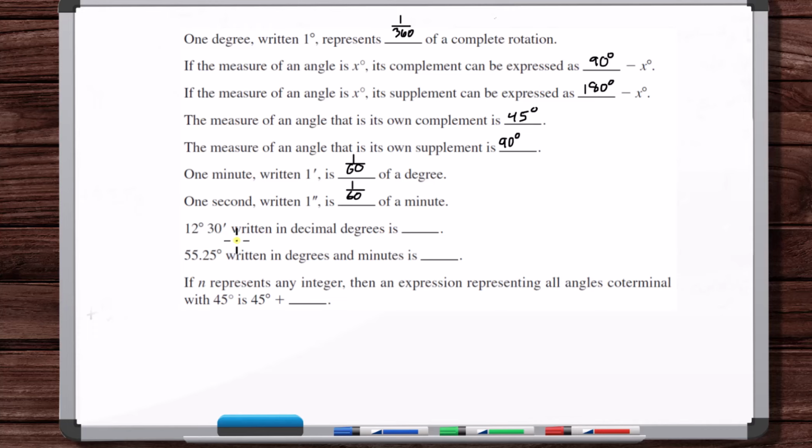12 degrees, 30 minutes, written in decimal degrees is, okay, so you've got 12 degrees, and then how many minutes are in 1 degree? Well, there's 60 minutes in a degree, so take 30 divided by 60. So that's 12.5 degrees.